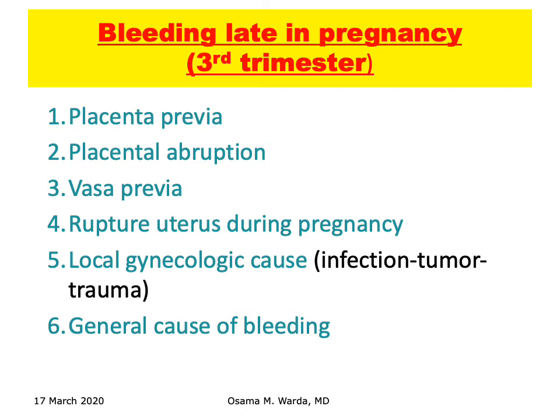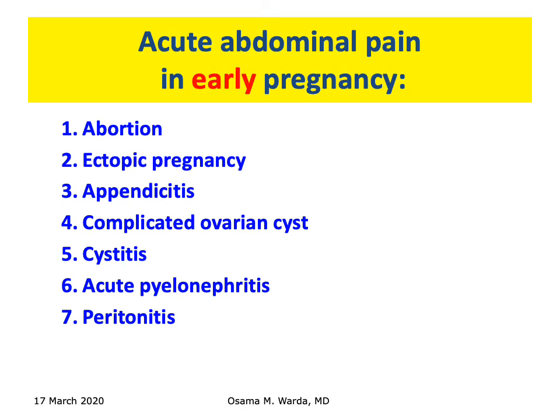Bleeding in late pregnancy or third trimester bleeding may be due to placenta previa, placental abruption, vasa previa, rupture of uterus during pregnancy, previous myomectomies, previous resections, or trauma to the pregnant uterus, such as motor car accidents or falling from a height, local gynecologic causes, infection, tumor, or trauma, and general causes of bleeding. These all may cause bleeding in the last trimester or third trimester bleeding.